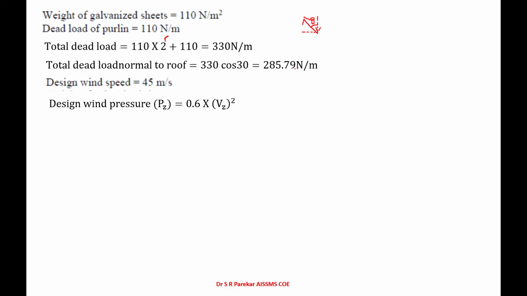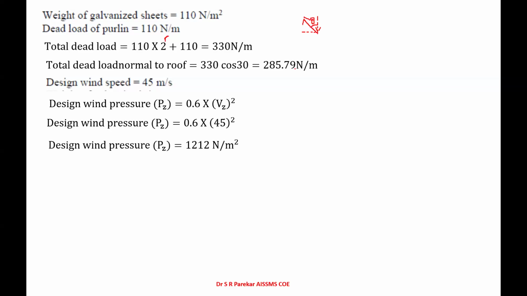Wind speed is given as 45. We know the design wind pressure is 0.6 Vz square. So we get 0.6 into 45 square, that is 1112 Newton per meter square. This again acts on inclined area, so multiplied by the spacing of purlin it gives the value in Newton per meter. As we are multiplying it by 2, this also is in Newton per meter. So 2424 Newton per meter.